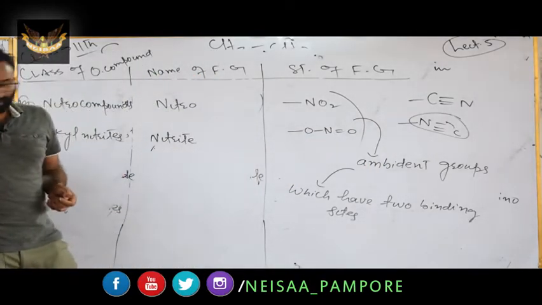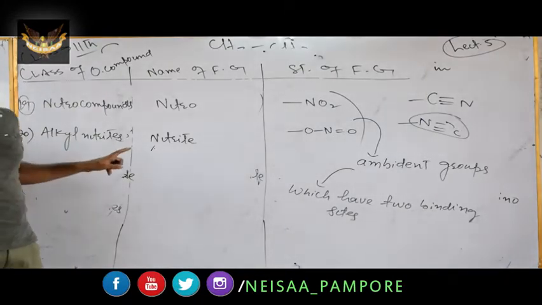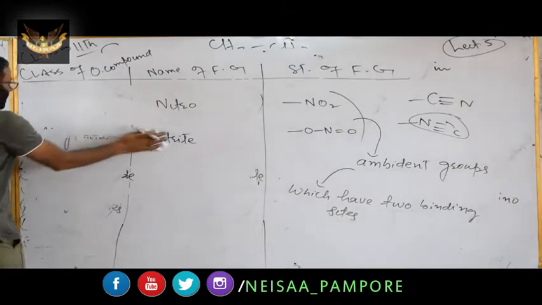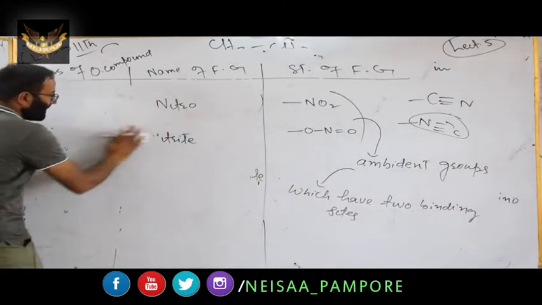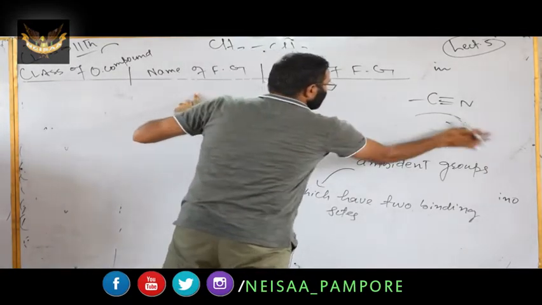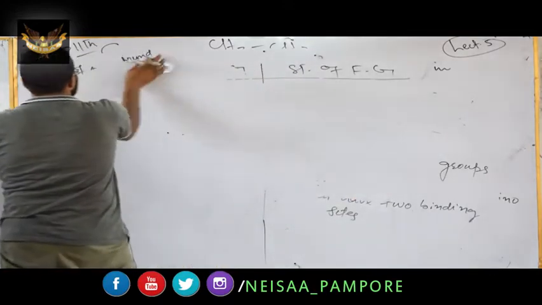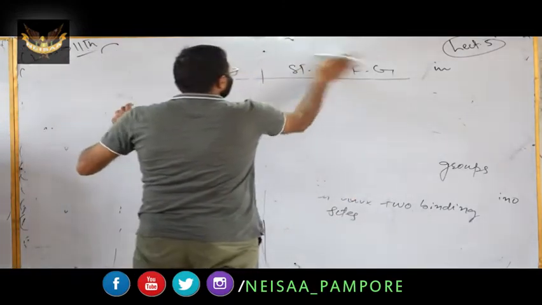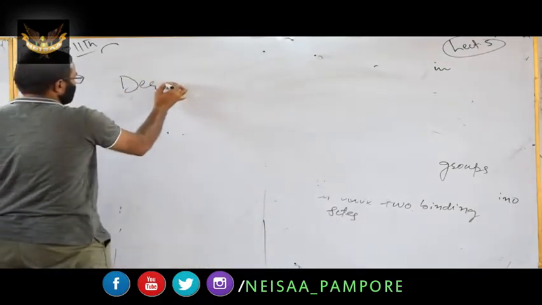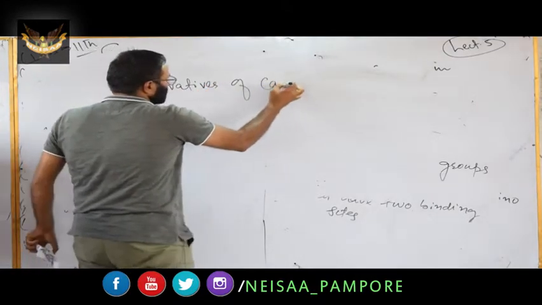It means, how many classes have we discussed? We have discussed 20 classes of organic compounds. Now we will discuss an important point here: derivatives of carboxylic acids.